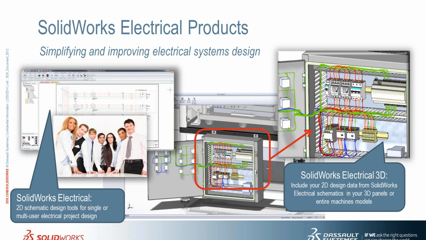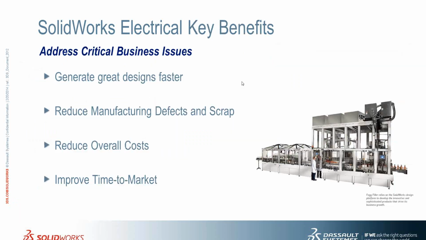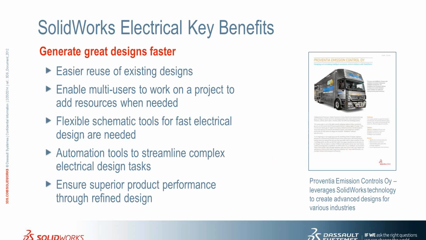So 3D is included in your 2D design data from SolidWorks Electrical schematics in your 3D panels or entire machine model. So the key benefits, definitely you can design faster. We want to reduce the manufacturing defect and the scrap. We want to reduce the cost and of course the time to market. So let's talk about how we can achieve great design faster.